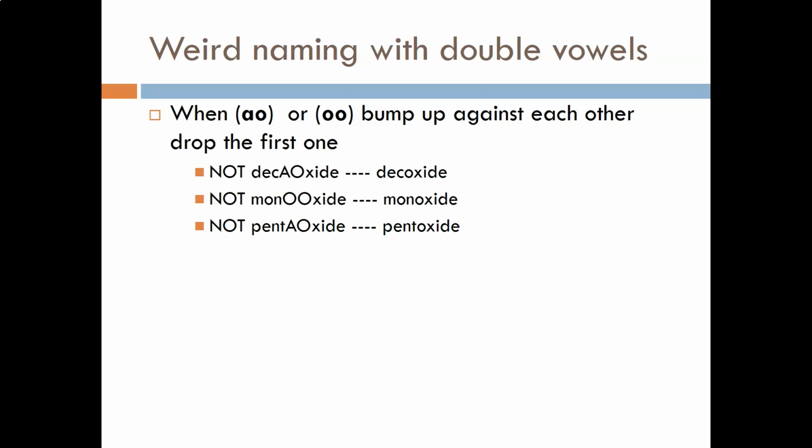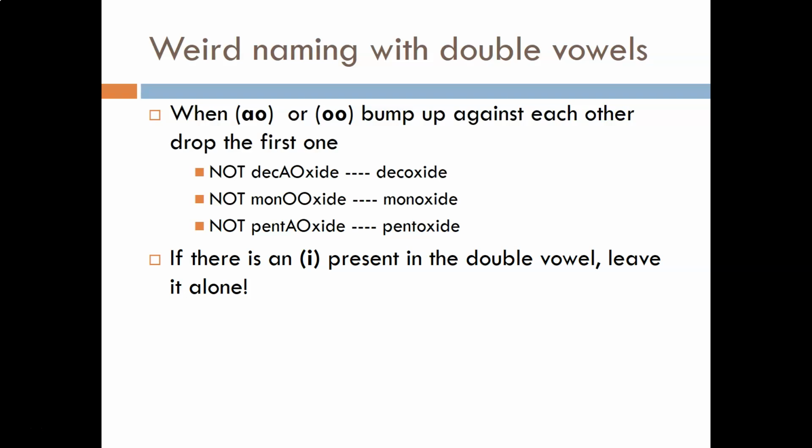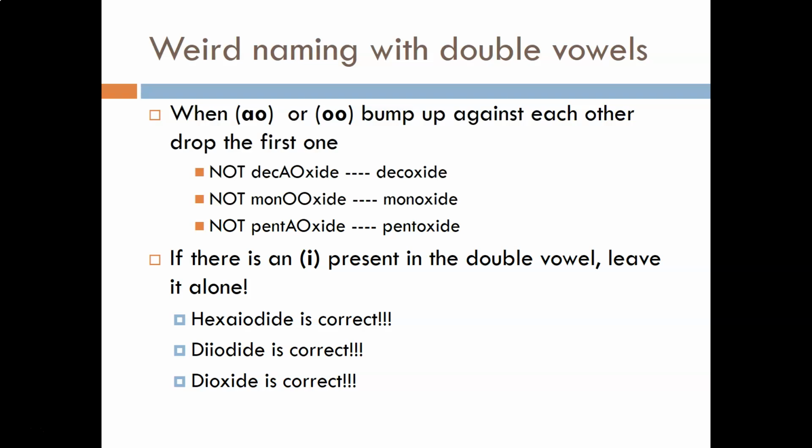If there's ever an I in the double vowel, you just leave it alone. We say hexaiodide. We say diiodide. Dioxide. Trioxide. We leave the ones with I. Whoever decided thought that these sounded better leaving the I's as a double vowel there.